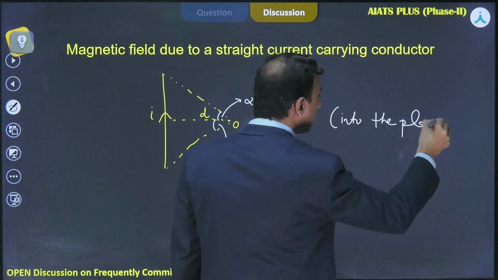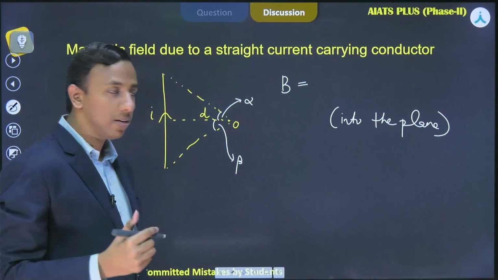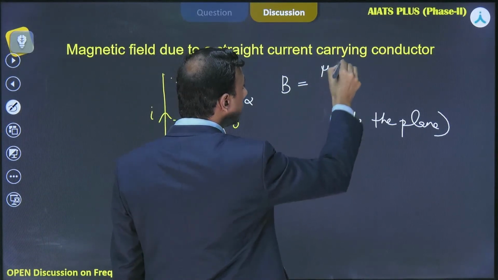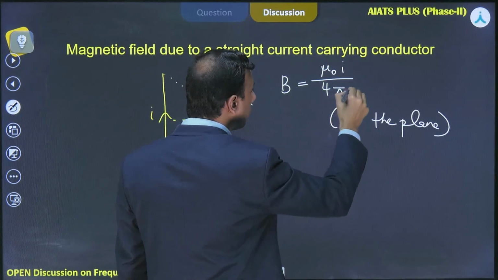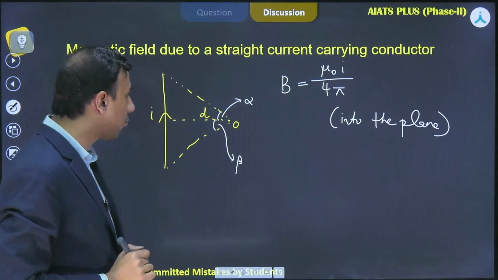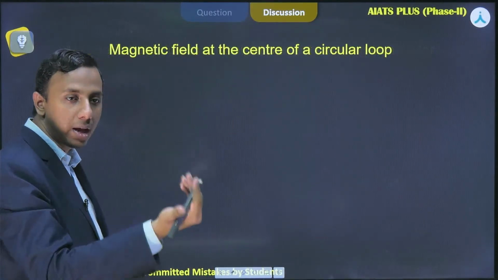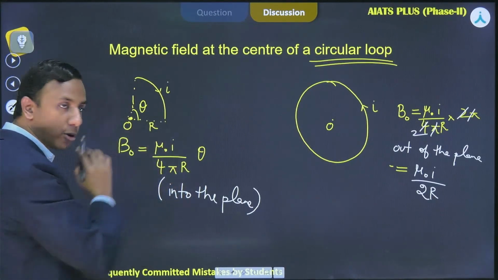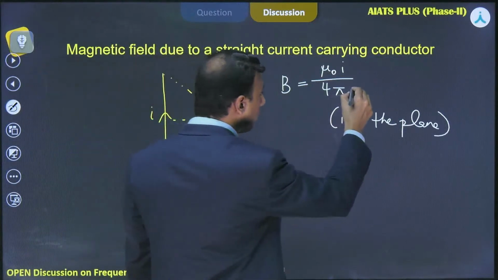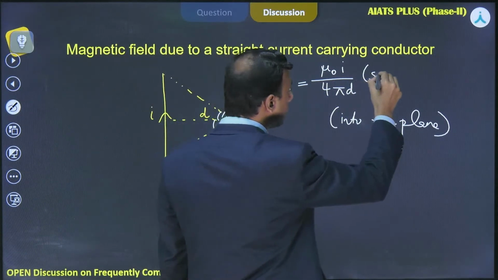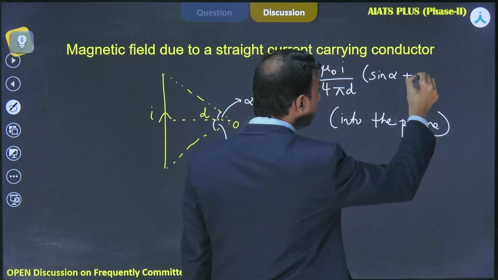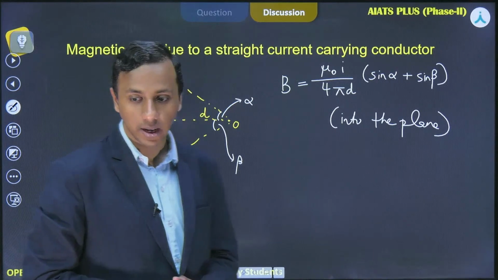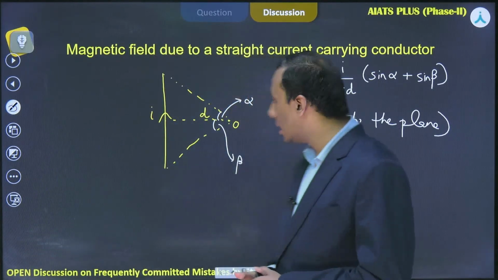I think I am correct. And what will be the formula for that one? Very simple to remember, right? Mu naught I by 4 pi D. Just like we wrote over there 4 pi R, you see over here, we have written mu naught I by 4 pi R. Here you can remember mu naught I by 4 pi D multiplied by sine alpha plus sine beta. Alright, you can remember like this.